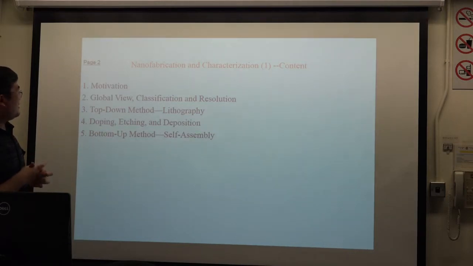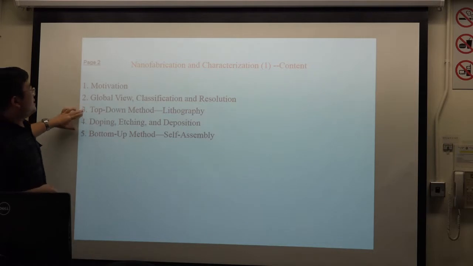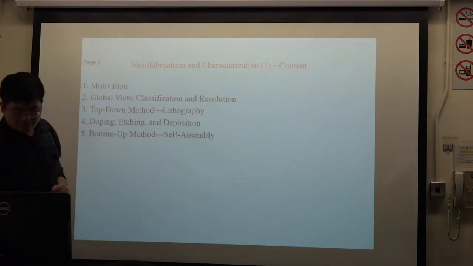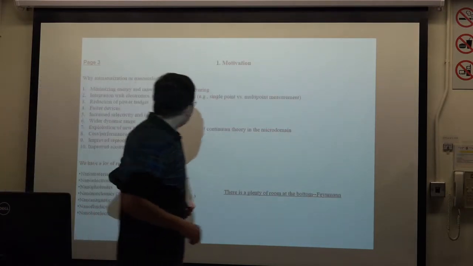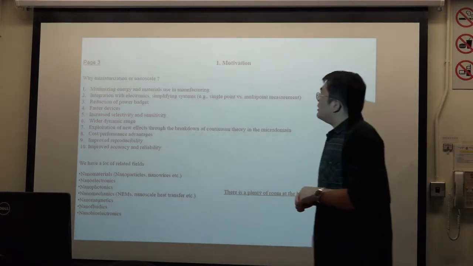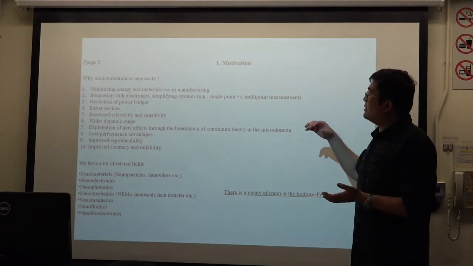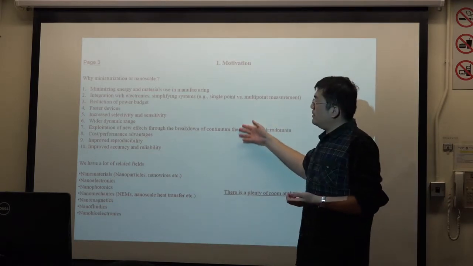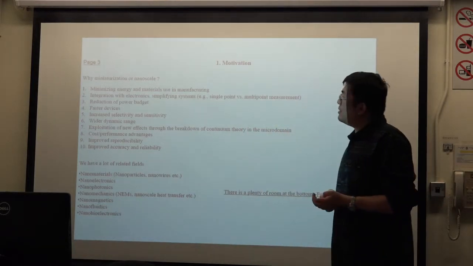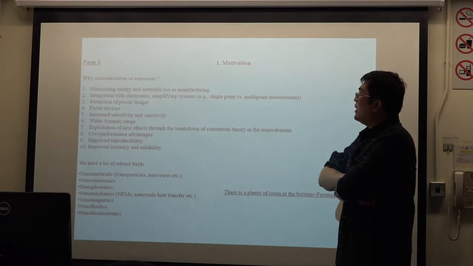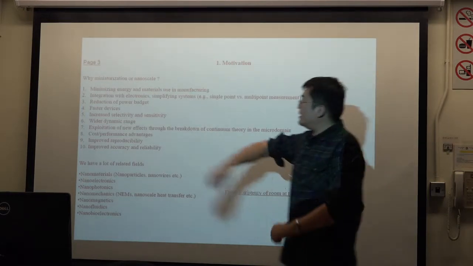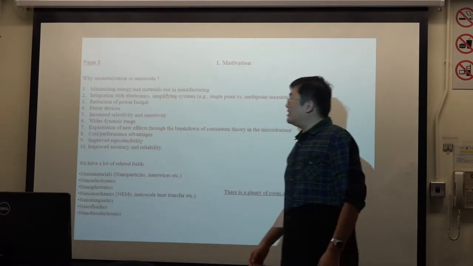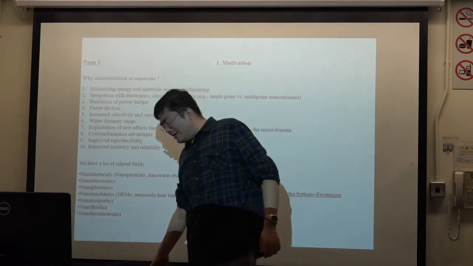And we talk about two categories of method: the top-down method and the bottom-up method. I also talk about doping, etching, and decoration. So why do nano fabrication? Why make the device or structure very small? They give the reasons: it can be faster, it can reduce the power, it allows integration, it can increase the selectivity and sensitivity, and it gives a wide dynamic range. Many advantages.